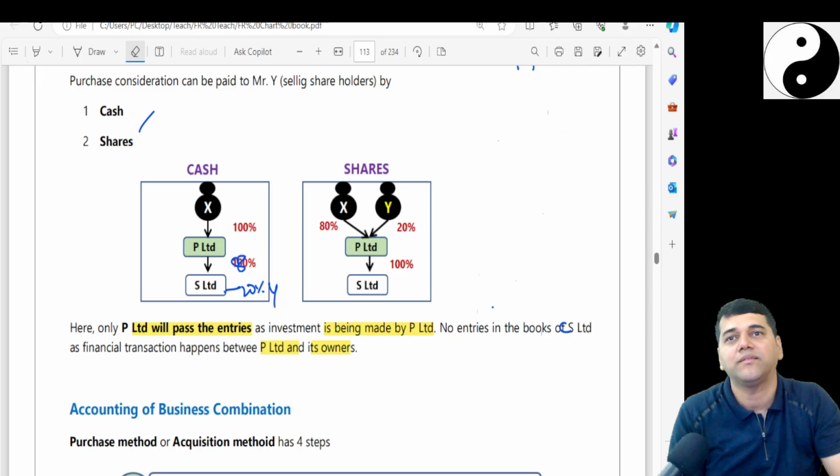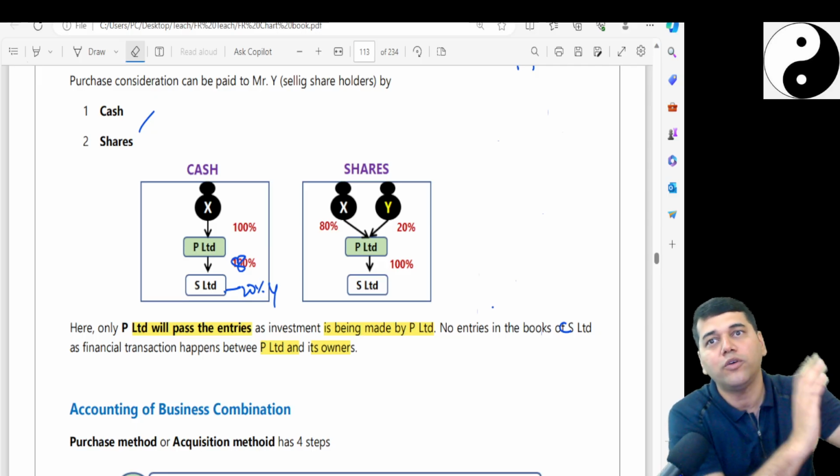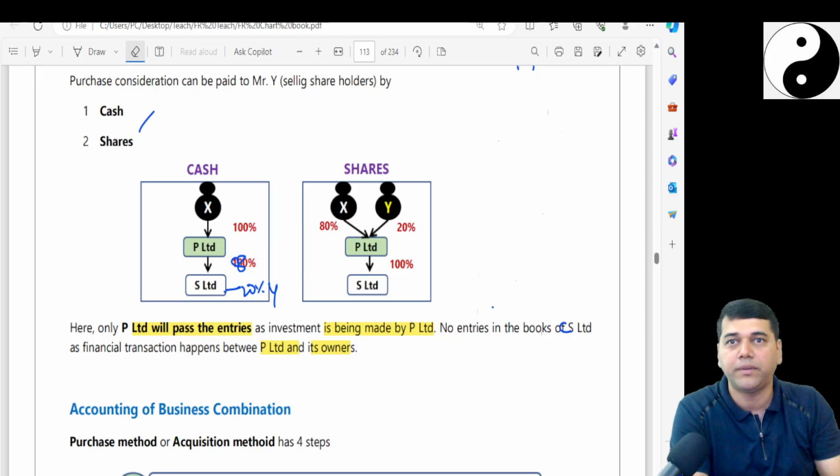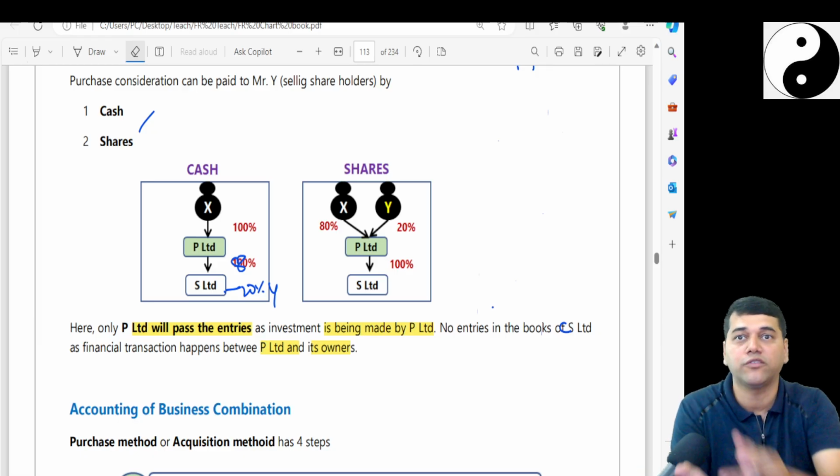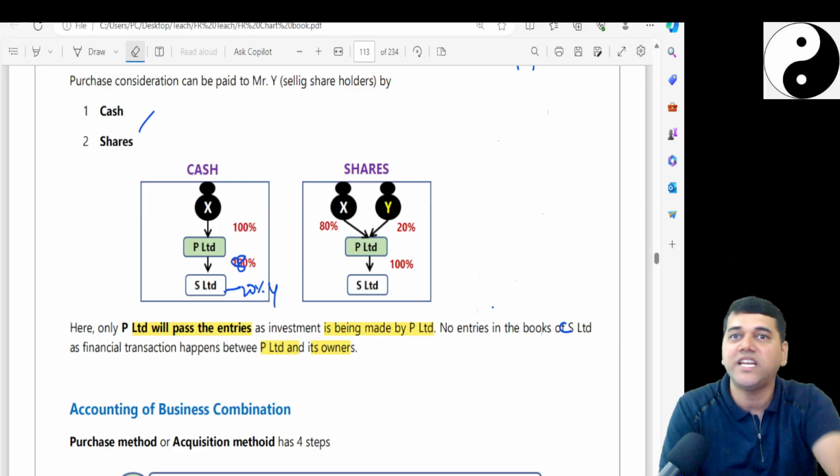Yes, see, I'm telling you, tomorrow you go and take a 20% stake in MRPL. Will MRPL pass any entry for revaluation of the fan, revaluation of the equipment and all? They will not do that. Only the owners will change. It doesn't make any difference to that entity.